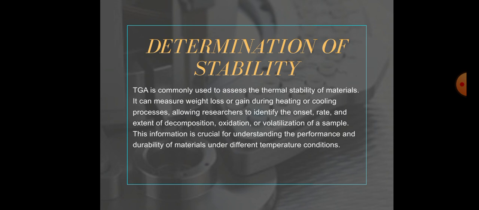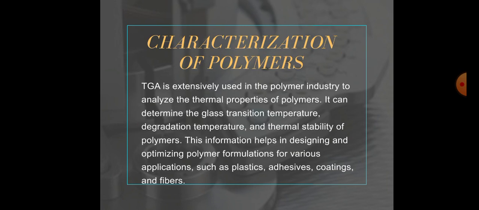Now we see applications of TGA. Determination of stability. TGA is commonly used to assess the thermal stability of materials. It can measure weight loss or gain during heating or cooling processes, allowing researchers to identify the onset, rate and extent of decomposition, oxidation, or volatilization of a sample. This information is crucial for understanding the performance and durability of materials under different temperature conditions.